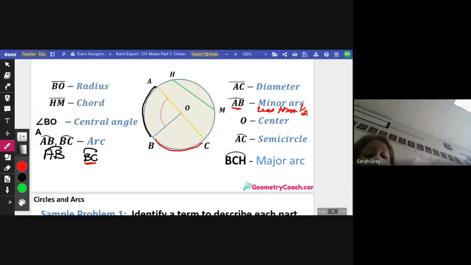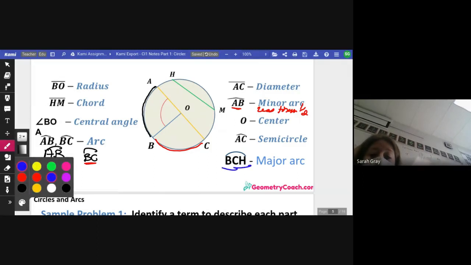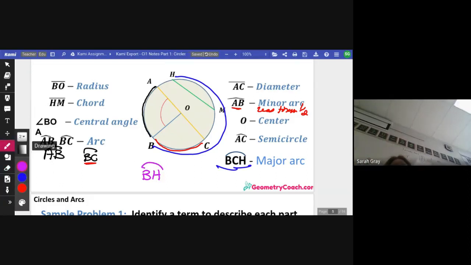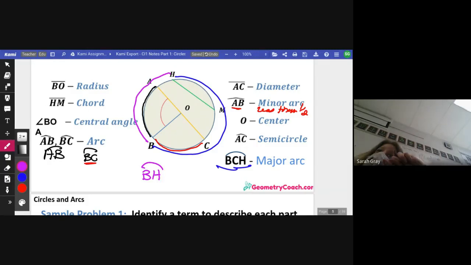It's more than half. A major arc is going to use 3 letters to denote that it's actually going around the correct direction. If we just said arc BCH, it goes from B to C to H. So it's that whole distance around. If I just said arc BH, that's not an arc symbol. You wouldn't know, am I supposed to go the long way around or can I go the short way around? So if you want to go the long way around the circle, use 3 letters. It determines your direction. If you're just going the short way, use 2 letters.